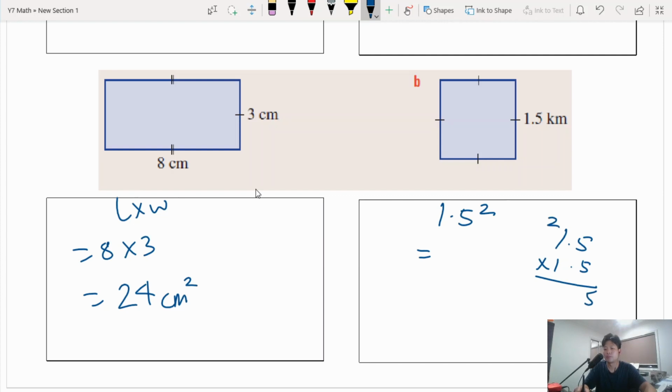Carry the 2, 5 times 1 is 5, plus 2 is 7, cross that out. 5 times 1 is 5, 1 times 1 is 1, add them together, 7 plus 5 is 12, 2, and there's 2 spots behind the decimal point, so it will be 2.25 kilometers squared. Give yourself a tick if you got those two correct.